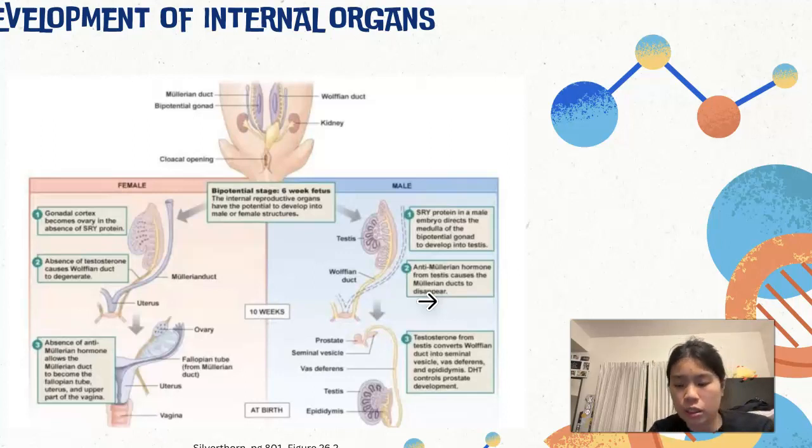But for females, it's a little different. Since they don't have the SRY gene, there is no production of SRY protein. And because there is no production of SRY protein, the bipotential gonad is not told to turn into testes, so it turns into ovaries. And since we don't have any of the SRY stuff, anti-Mullerian hormone will not be produced, and the Mullerian duct would develop, and this would lead to development of female internal structures.